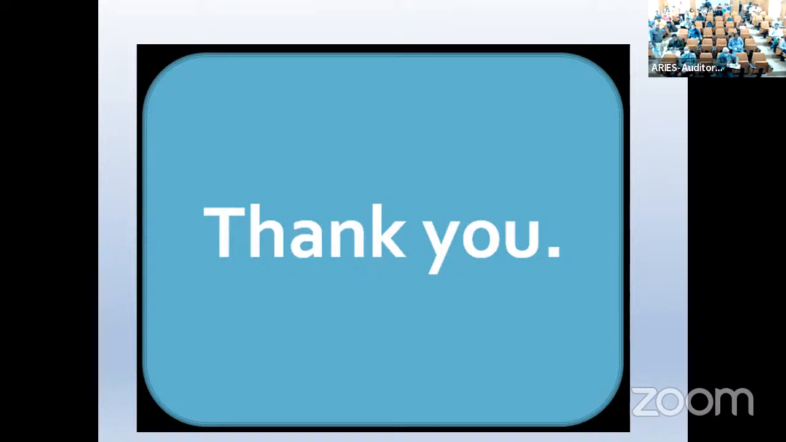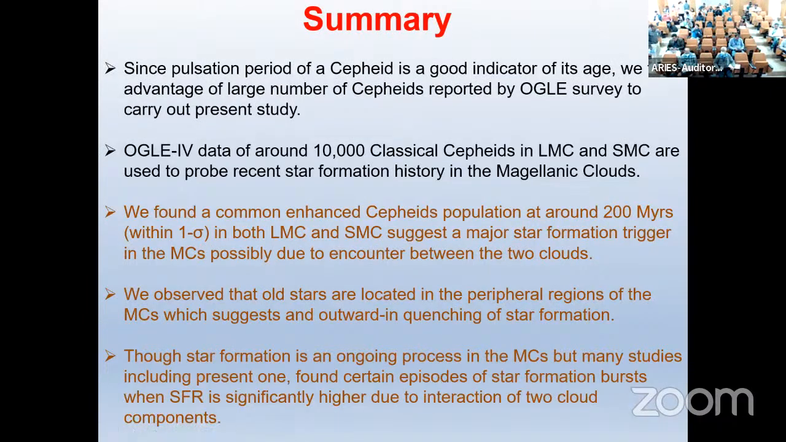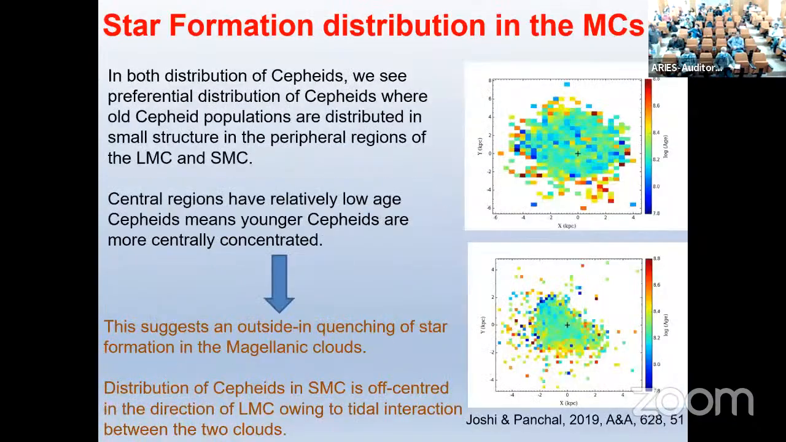The first slide I have shown here was the Poisson distribution, and all the sources were taken into account. That distribution is different from the stellar distribution, the density distribution. My question is, why should there be a different density distribution for Cepheids compared to normal stars? This is the first question.